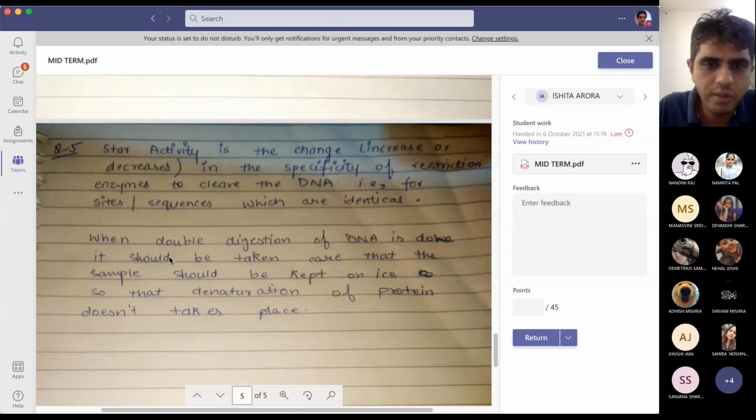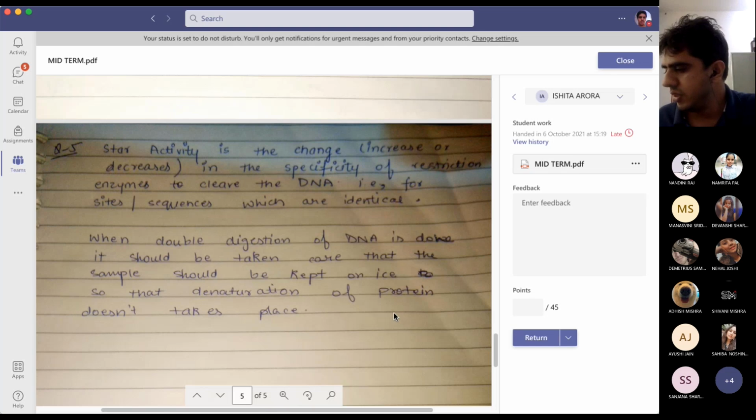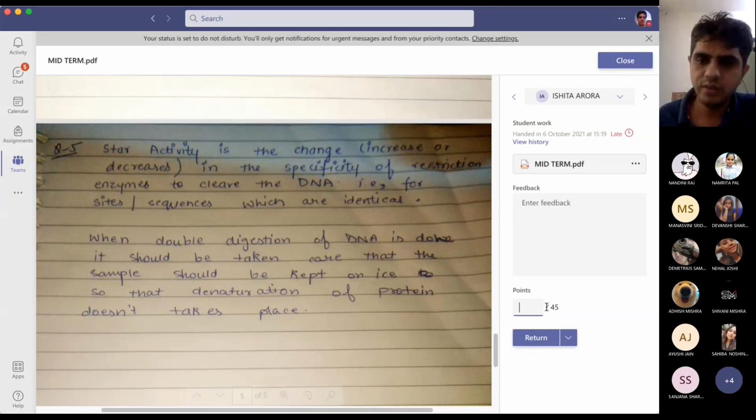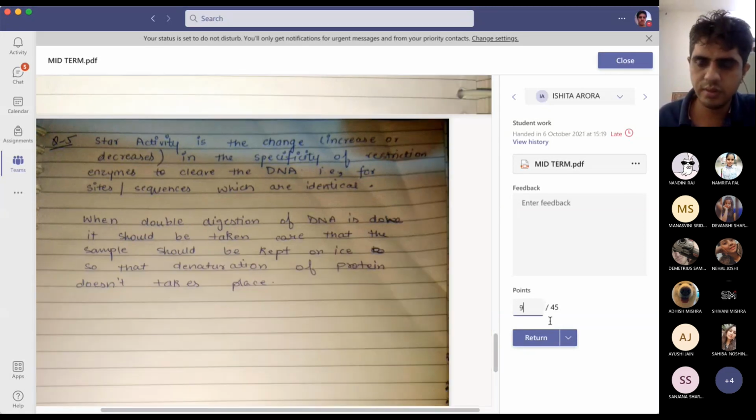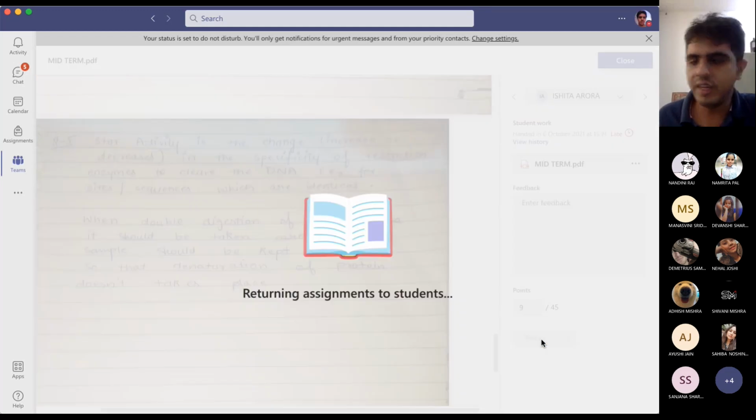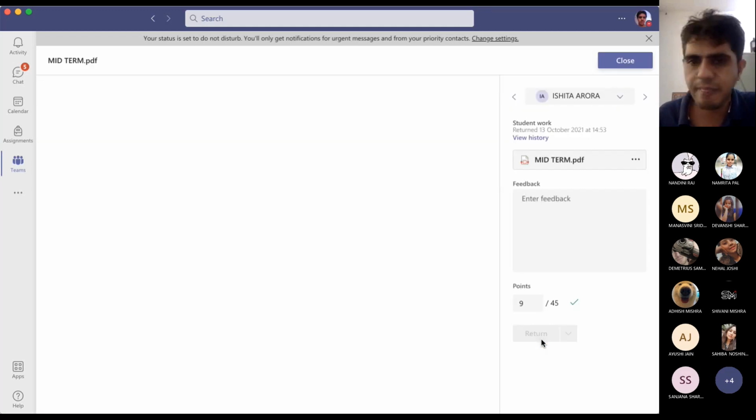So when dilution is done, that sample should be kept on ice. Denaturation of protein. You are not denaturing protein. There should be no protein in your sample at all, so what should be done with it? So here also 0. So 3.5, 3.5, 7, 1, 8. So just giving 9 just as a grace mark.